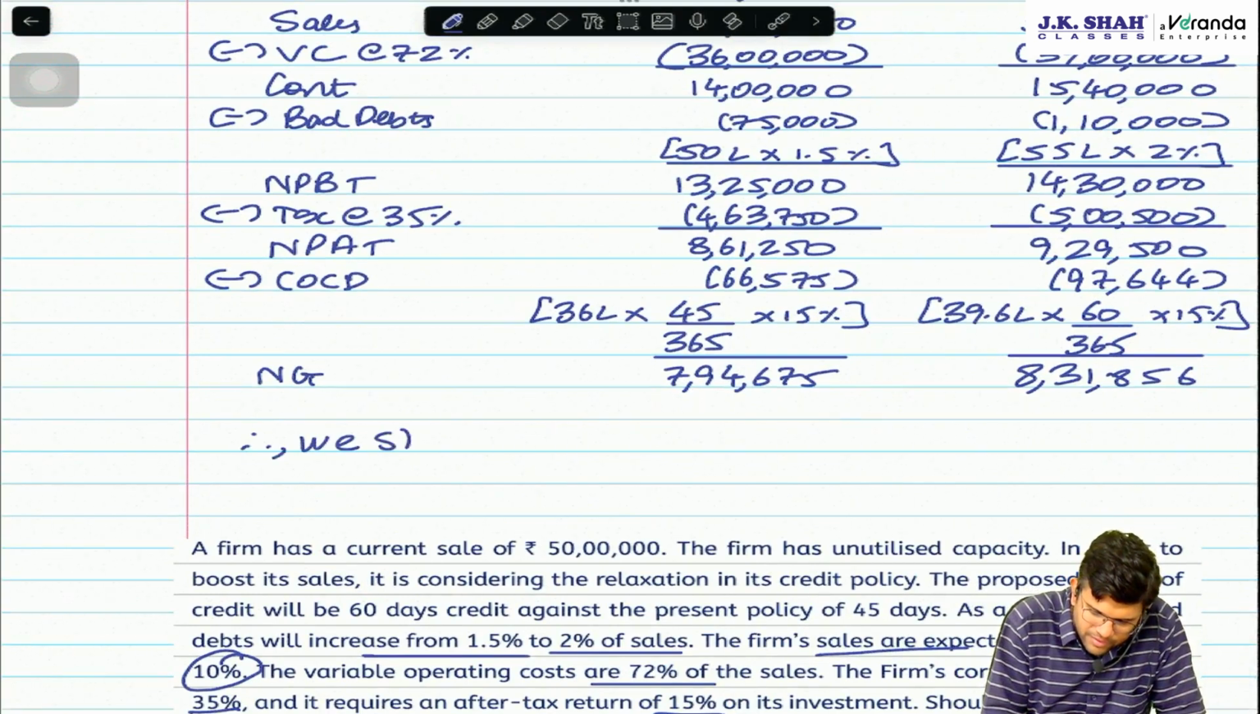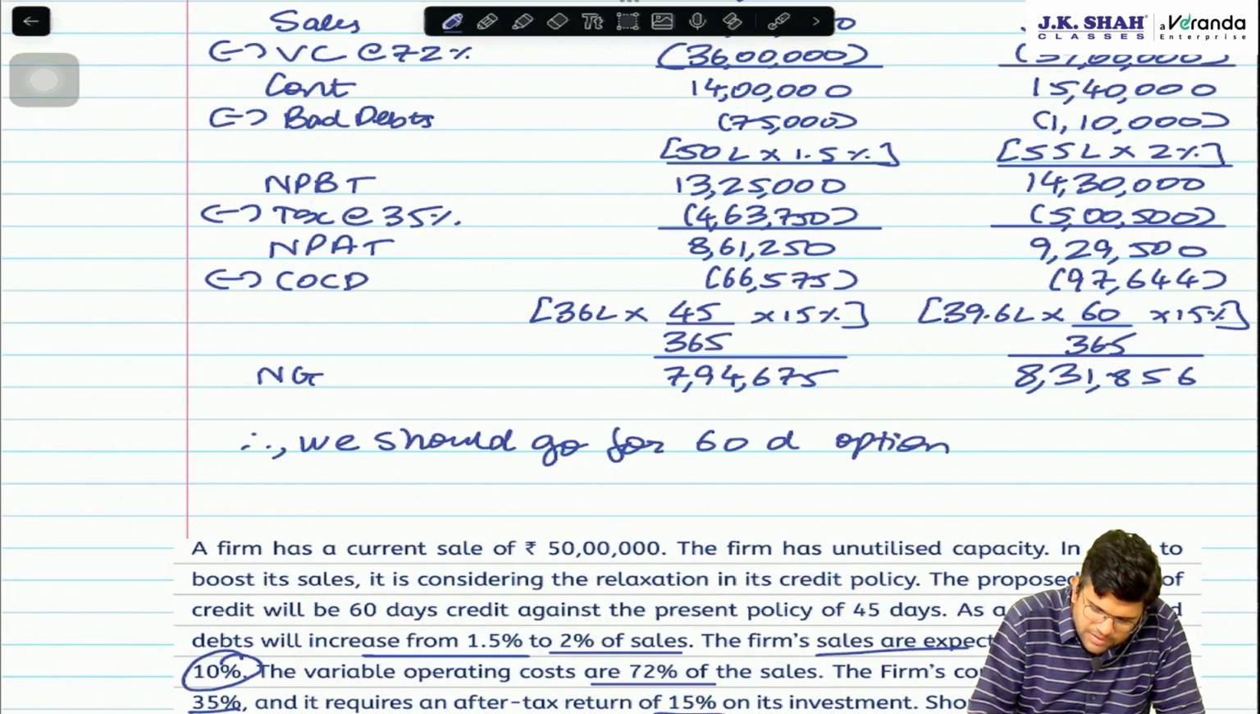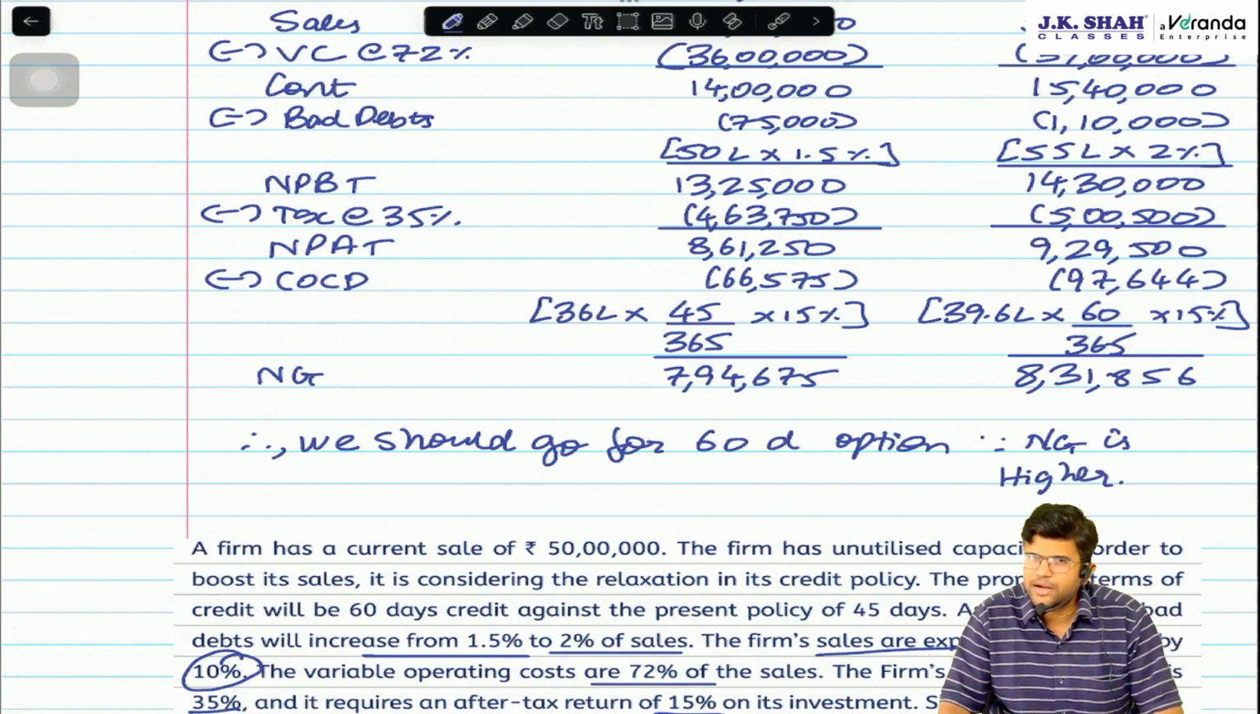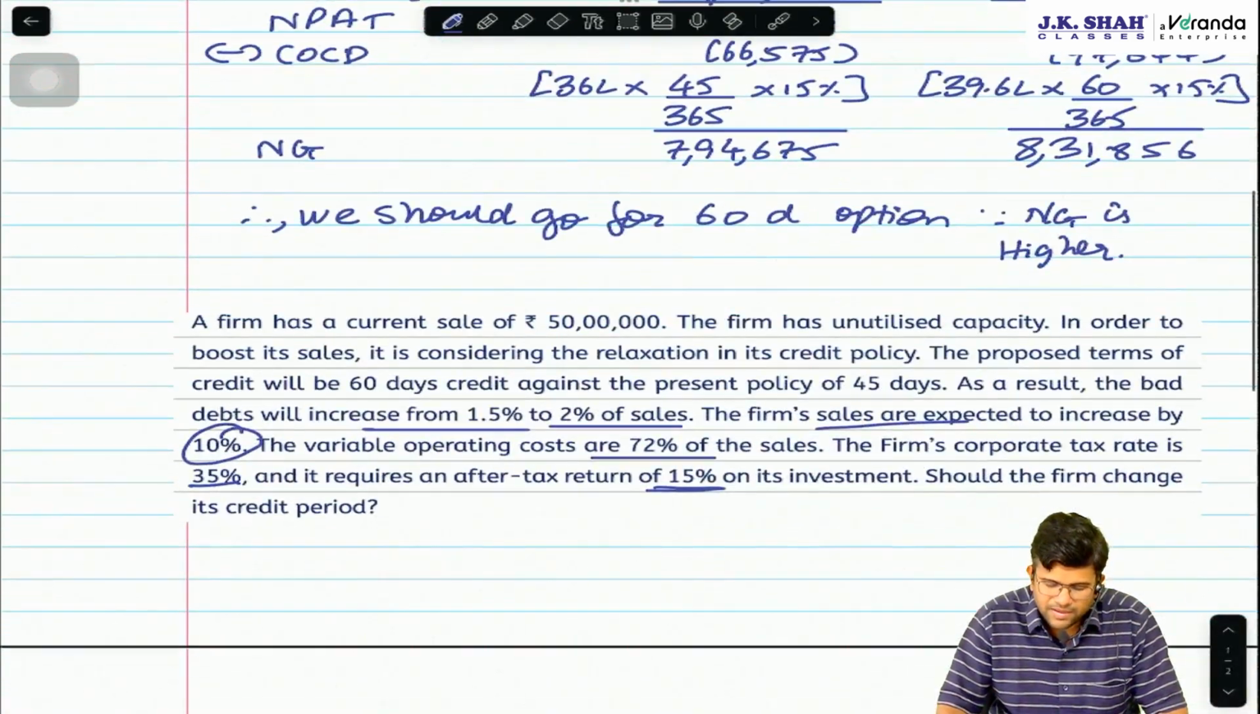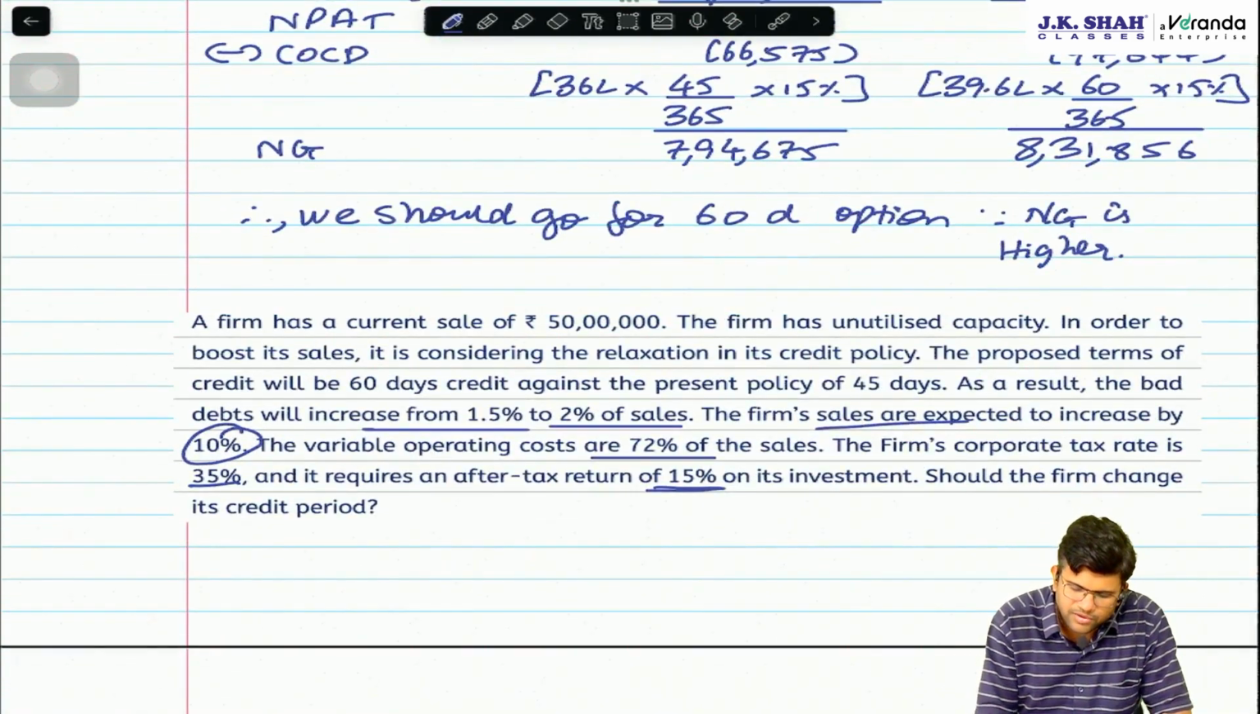So what is the conclusion? Therefore, we should go for the 60-day option since net gain is higher. Now students, this much is something that you know. Now the same thing, even the question they ask, should the firm change its credit period? Okay, use incremental method, something like that.